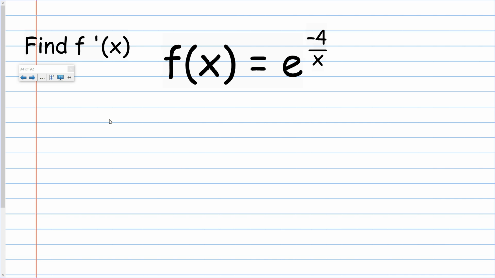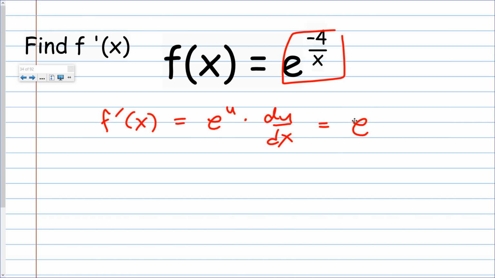Find space on your paper or something, try to work this one. So the derivative of e to the u, remember, is e to the u times du dx. So what you really do is you just copy this. This is your e to the u times, what's the derivative of your u? So make sure you understand now that exponent is our u.